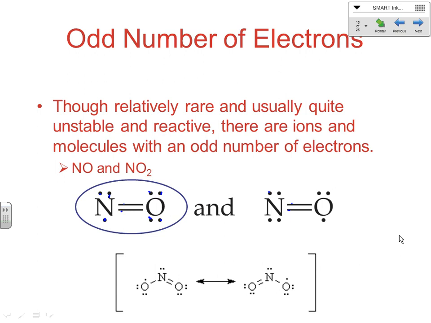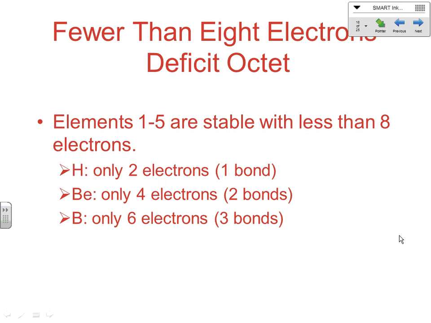What's more likely to appear is the other situations the book talks about. When you have less than an octet, I'm going to call it a deficit octet, so it's less than 8. And when you have more than an octet, an expanded octet. Now, hydrogen is the one that we've already talked about. Remember, hydrogen only has 2 electrons, 1 bond, and it's done.